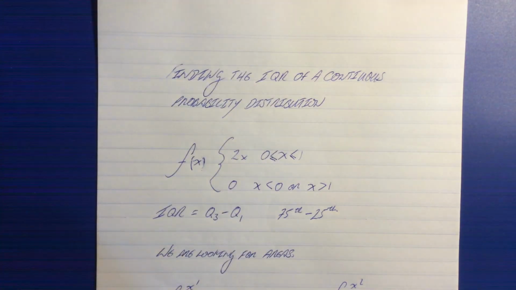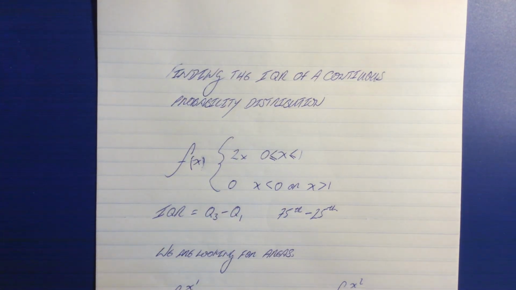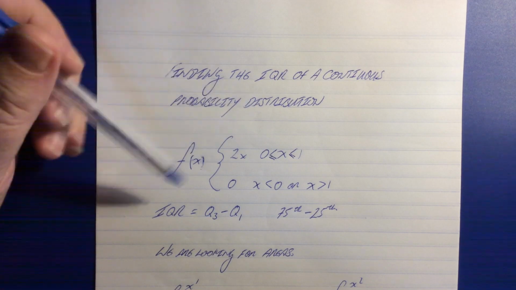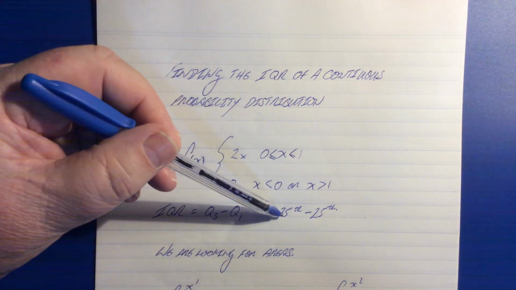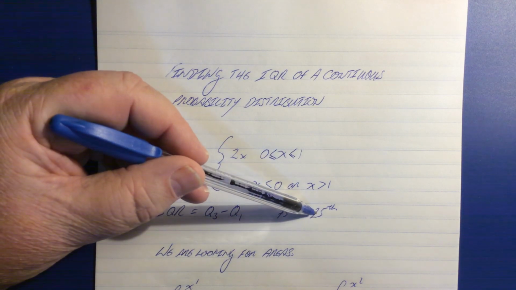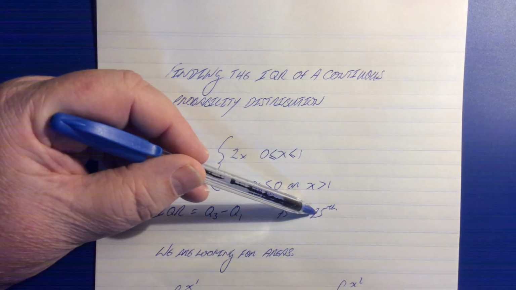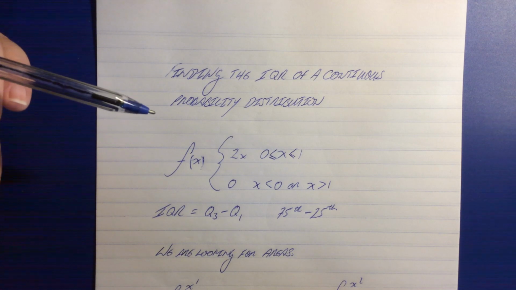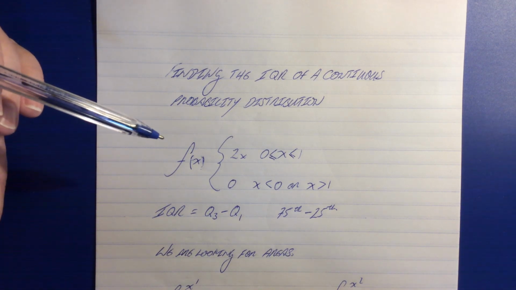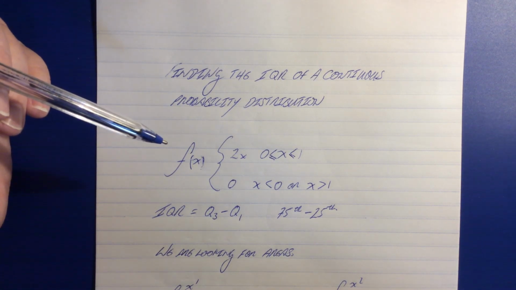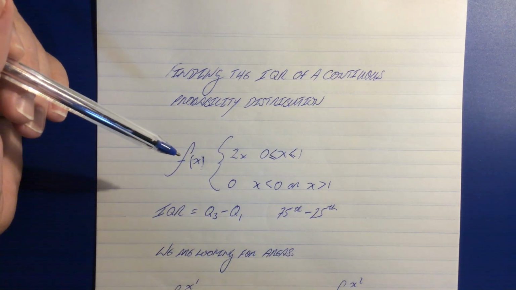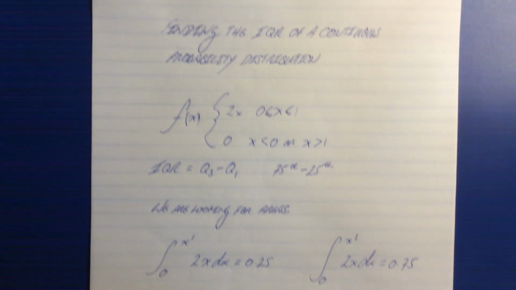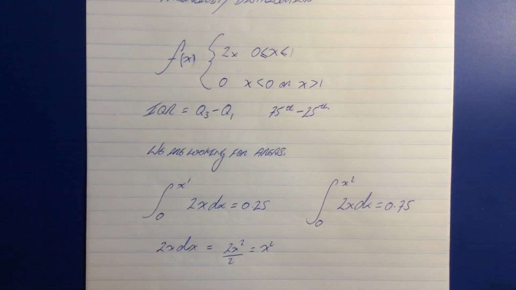Okay, let's get going. Right, so what do we know? Well, we know that the interquartile range is Q3 minus Q1. That is the 75th minus the 25th percentile. Now we can use calculus to find the points at which a quartile can be found. So let's see how we set that up.